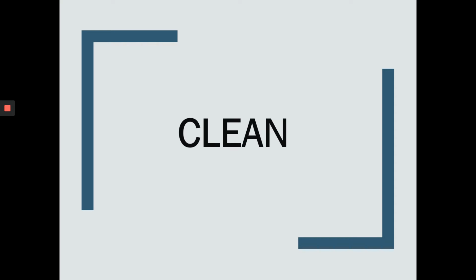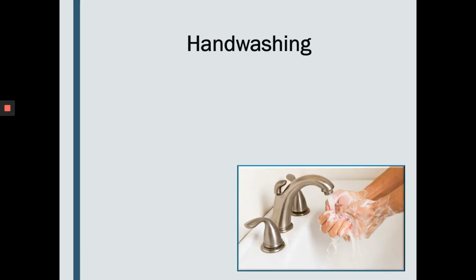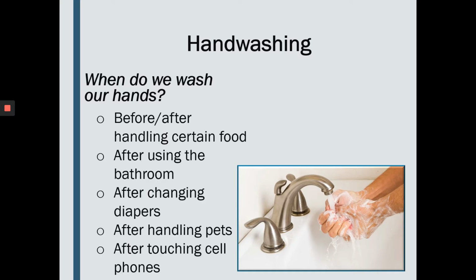Now we will start our discussion about cleaning. As we previously discussed, maintaining good personal hygiene can help prevent the spread of foodborne illness. Everyone should wash their hands. What are some examples of when we should wash our hands? Some answers might include before and after handling certain foods, after using the bathroom, after handling pets, and after handling trash.